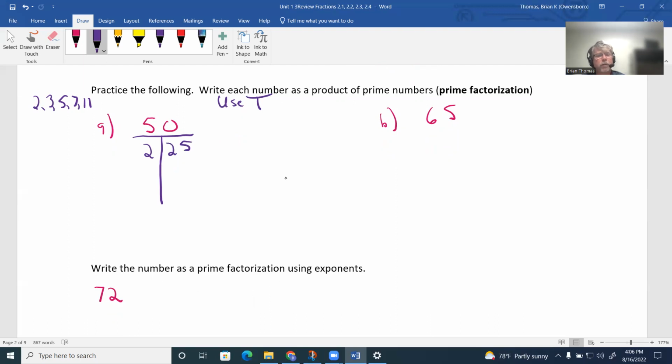So now that I've brought the 2 out, I would stay with the 2 and ask myself, is 2 a factor of 25? Is 2 a factor of this 25 now? And no, 25 ends in a 5, so 2 is not going to work there.